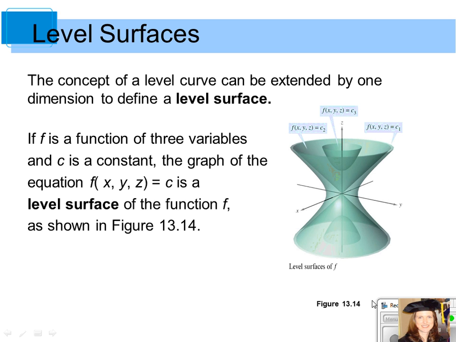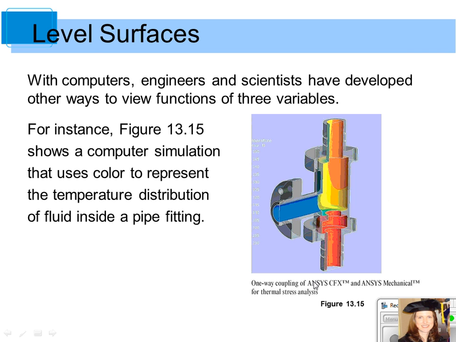An example of a function of 3 variables could be, say, temperature distribution. The location in space is 3-dimensional. The temperature at each location gives you that 4th dimension. So one way to represent that is by using color. With computers, engineers and scientists have developed other ways to view functions of three variables.